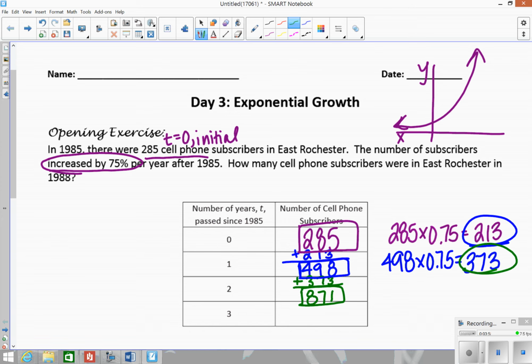So we're just going to have 871 times 75%, or 75% of 871 is going to be 653.25. Again, we're not going to round that up. We're just going to keep it at 653. And then go ahead and add that on. So plus 653. So we get 1,524 subscribers in 1988, 3 years after the initial. So that's basically what exponential growth is doing. It's taking the percent and it's adding it on to the original amount.